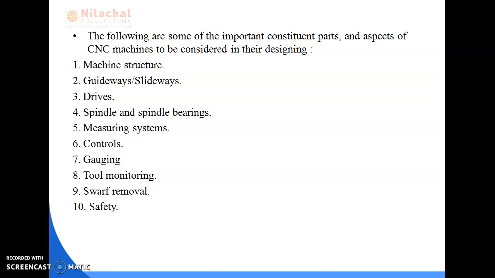The following are some of the important constituent parts and aspects of CNC machine to be considered in their design. Before designing the CNC machine, we should consider these things: machine structure, guideways and slideways, drives, spindle and spindle bearing, measuring system, controls, gauging, tool monitoring, swarf removal or the chip removal, and safety.